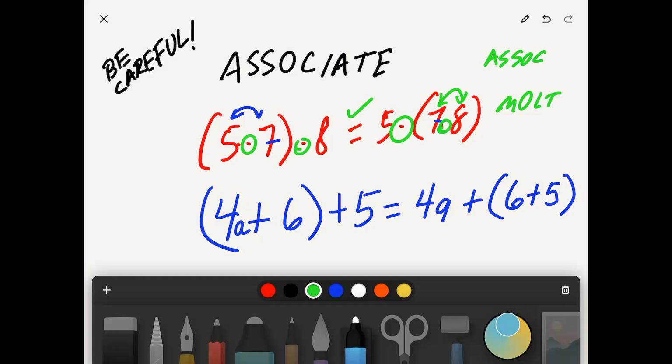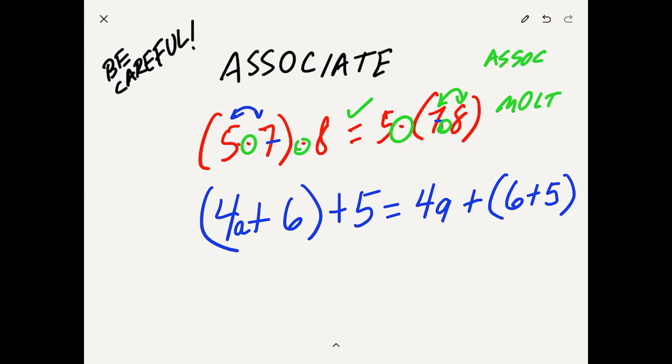Okay? Now, the second one is the associative property of addition. The 4 and 6 are associating. And then over here, the 6 is now associating with the 5. So the parentheses have been moved. Now these two are equal. It doesn't matter that we move the parentheses, they're still going to be equal because of the associative property.